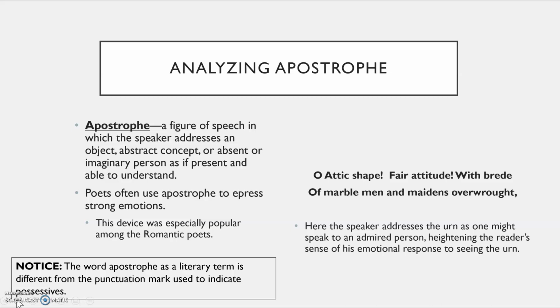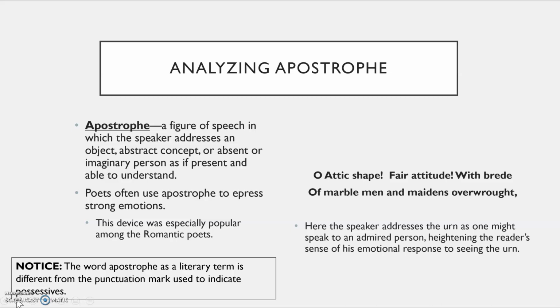So, when the poet is talking to something that's not physically there, not able to communicate with you, as if it can communicate with you. For example, in this poem, he's literally talking to this Grecian urn as if it is a thing that can respond to him and give life, but it can't. Poets often use apostrophe to express strong emotions. Sorry, you're missing an X in express, my apologies. Express strong emotions. This device was especially popular among the Romantic poets.